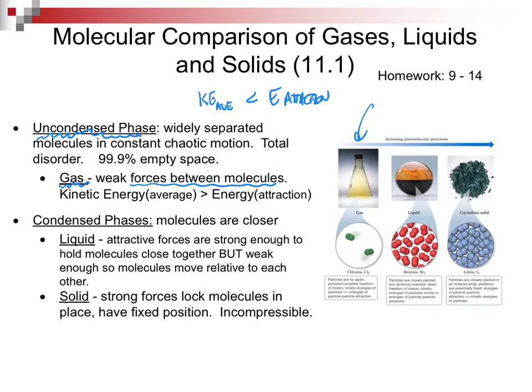Chlorine gas is yellow. Contrast that to the condensed phases, and there are two of them. One of them is a liquid and one of them is a solid. Think again of the picture that we just had, the old BLB. In a liquid, yes, there are attractive forces. They're strong enough to hold the molecules together, but they're weak enough so molecules move relative to each other. I almost said water because I'm thinking of water in a container, how it can slosh around. But then think about ice. When we have a solid, there are very strong forces that lock molecules in place. They have a fixed position, and they are termed incompressible.